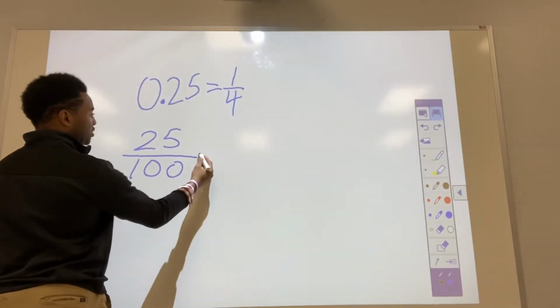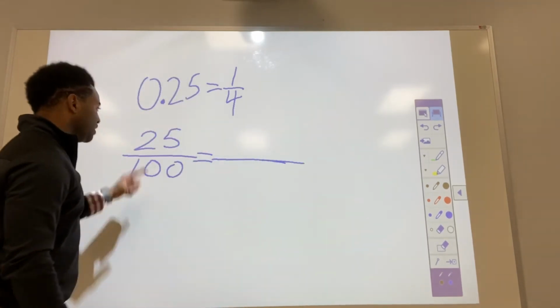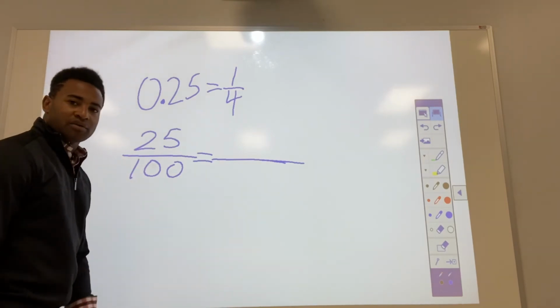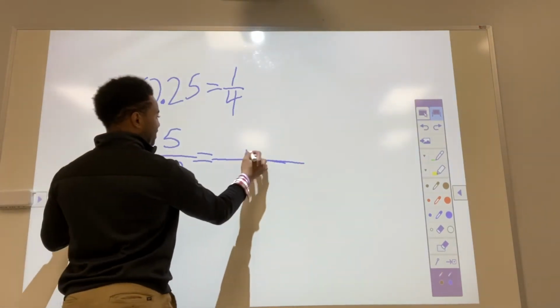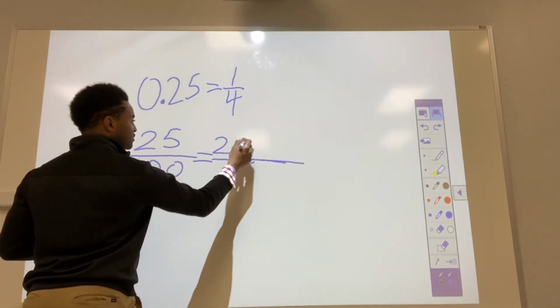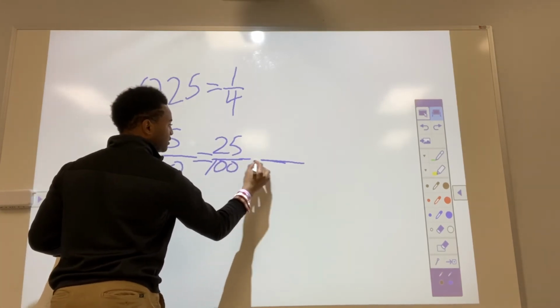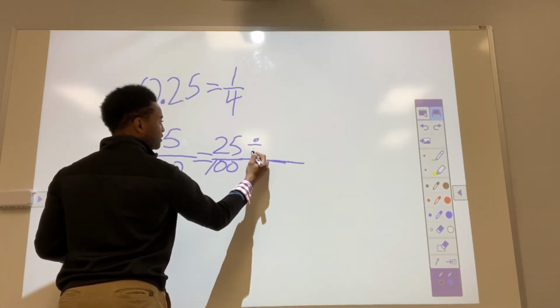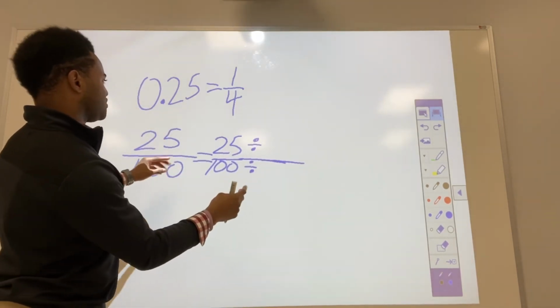So what's the number that goes into both of these? I know that 1 goes into both, 2 doesn't go into both. I could go through this whole thing, but I could easily just skip forward and have 25 goes here, 100 goes here. Ooh, and I made a mistake here. I'm dividing because I'm simplifying.